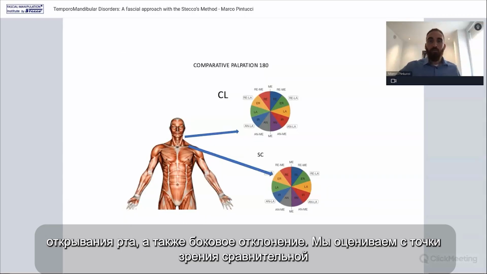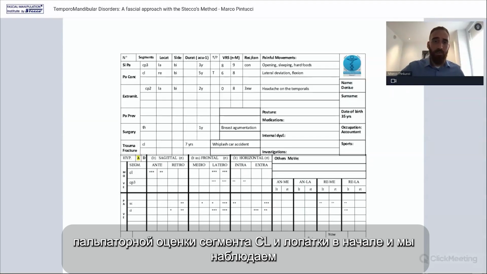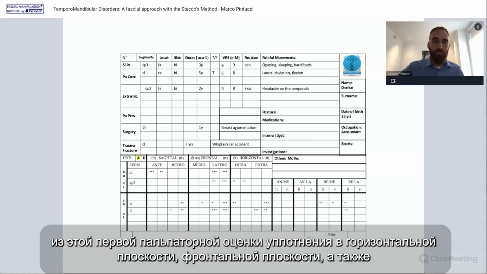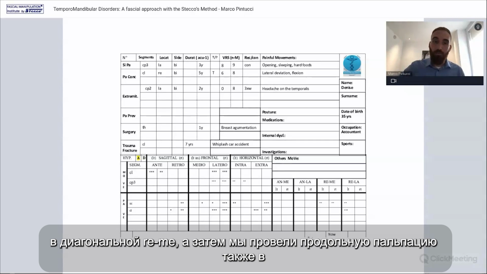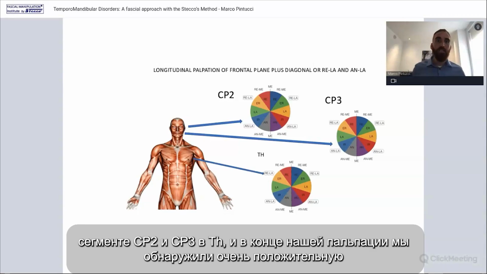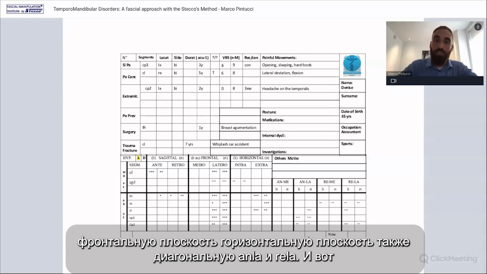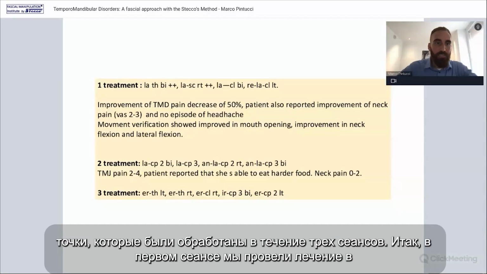We evaluate, in terms of comparative palpatory verification, the segment of CL and collo and scapula at the beginning. And we observe from this first palpation densification in the horizontal plane, frontal plane, and also in the diagonals of retrolateral and retromedial. And then we did longitudinal palpation also in the segment of CP2 and CP3 in thorax. At the end of our palpation, we found a very positive frontal plane, horizontal plane, also diagonal of antelatero and retrolateral. And here are the points that were treated in 3 sessions.